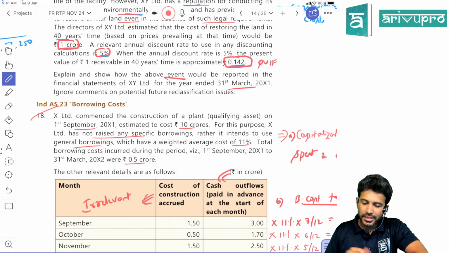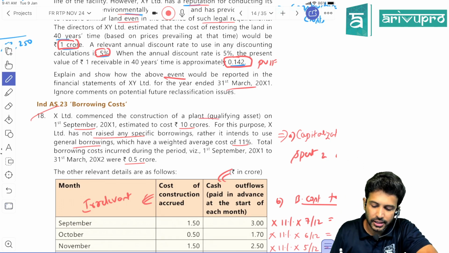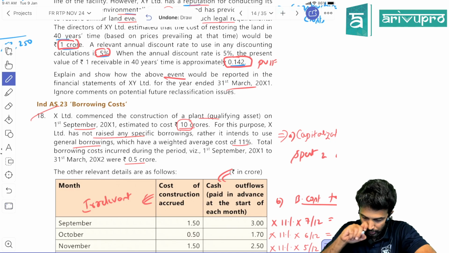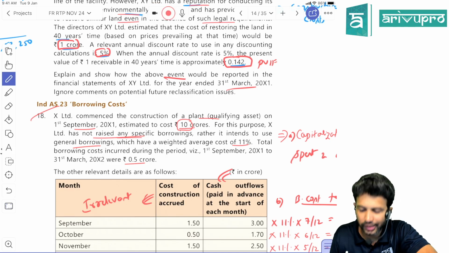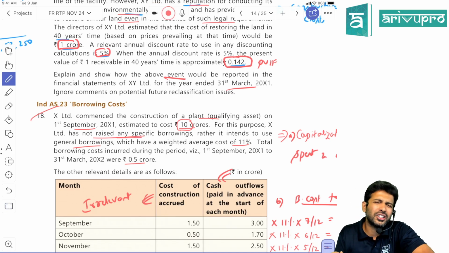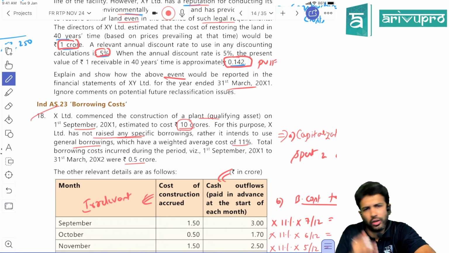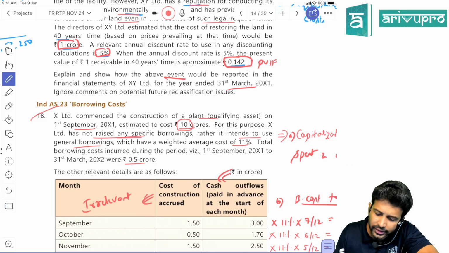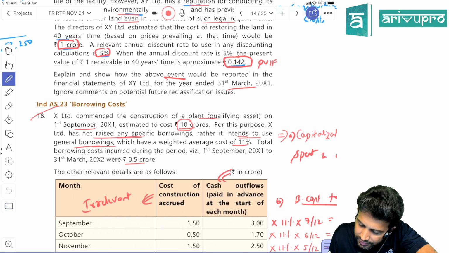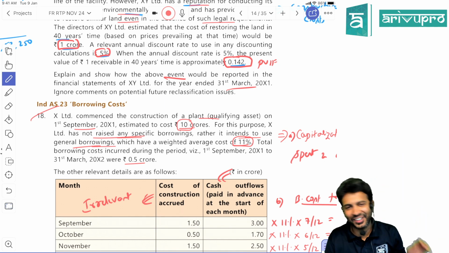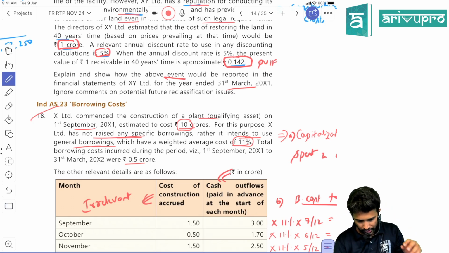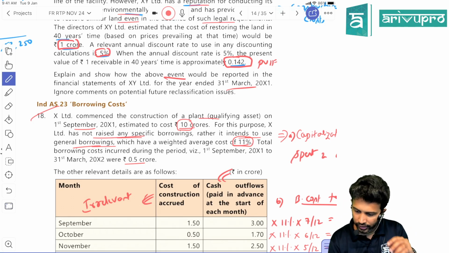X Limited commenced the construction of a plant, it's a qualifying asset, on 1st September 20x1, estimated at a cost of 10 crore. For this purpose, X has not raised any specific borrowing. So that means maybe you have taken a general borrowing. On general borrowing, we need a weighted average capitalization rate. Rather, it intends to use general borrowing, which has a weighted average cost of 11%. So they only calculated that weighted average rate, which is 11%. So we don't have to worry about that weighted average rate at all.